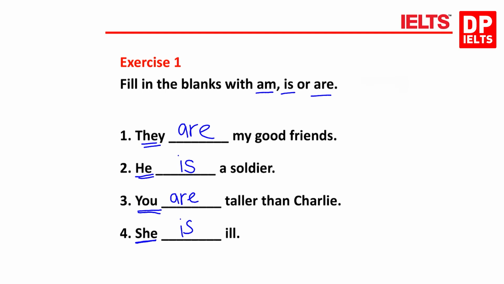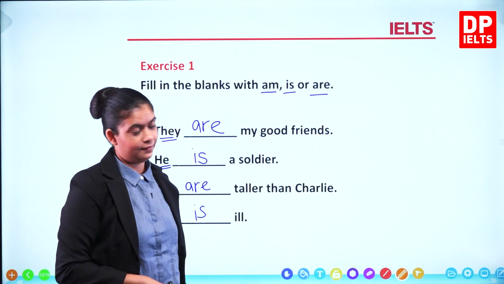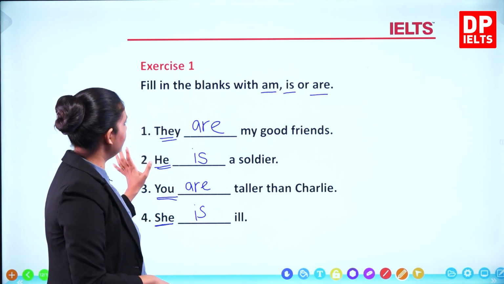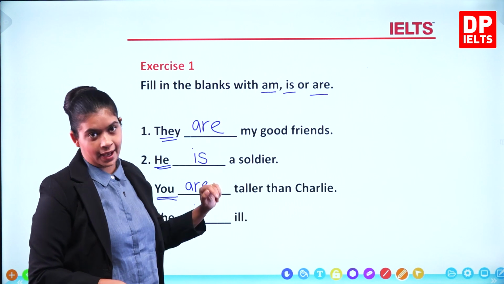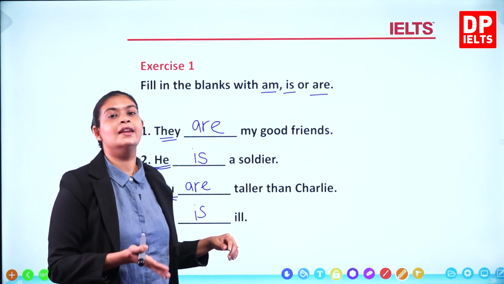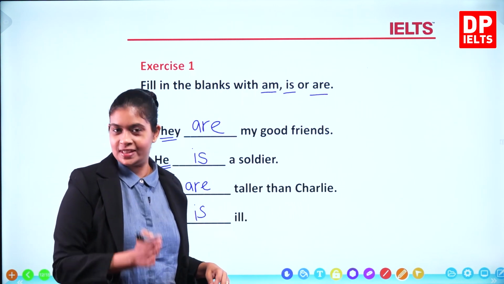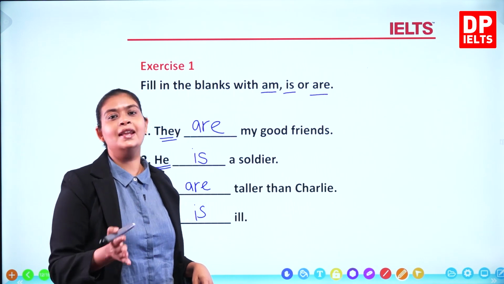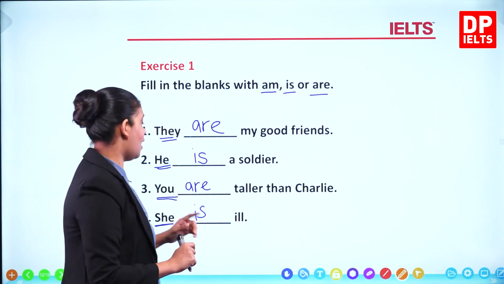They are my good friends. He is a soldier. You are taller than Charlie. She is ill. Right? So again, with I you use am. With singular nouns or pronouns you use is. With plural nouns or pronouns you use are.